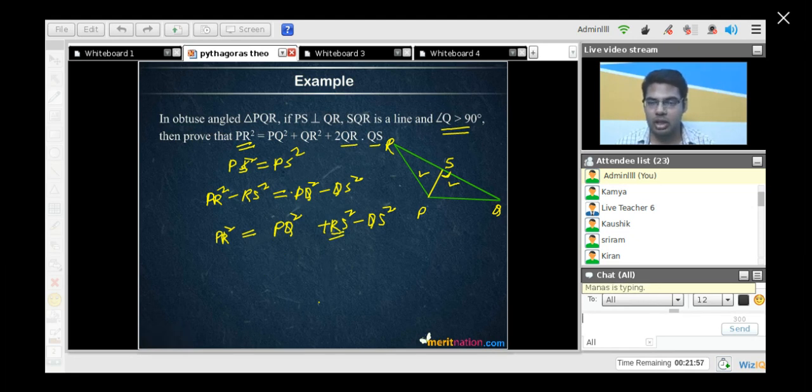Okay. So shall we solve the next example? QR minus. Okay, fine. So what you can do is, you can have QS square, you can substitute in place of QS square. So what is QS square? QS square is QR minus QS. QR minus RS. Right?